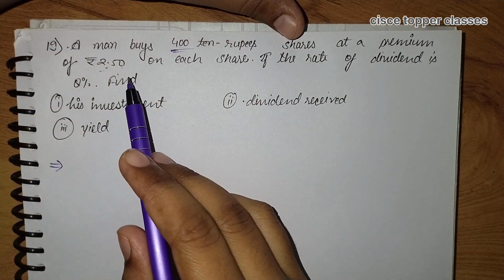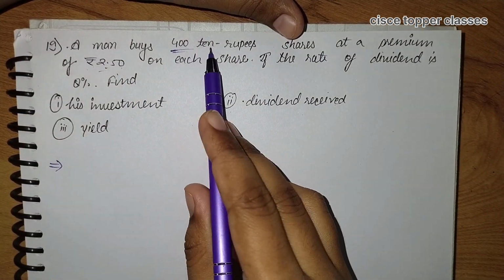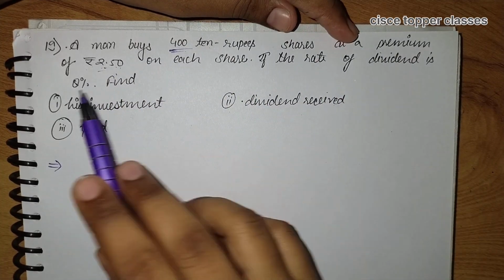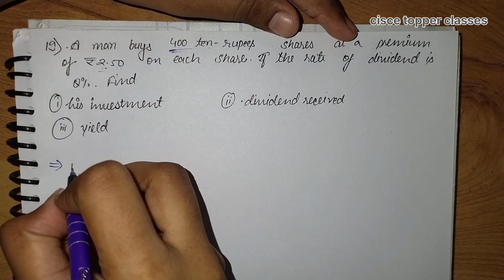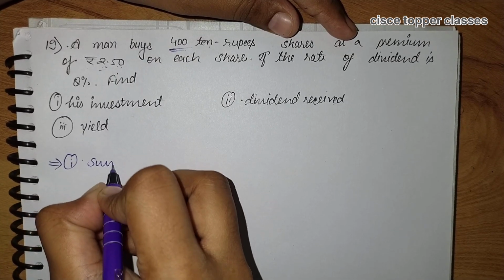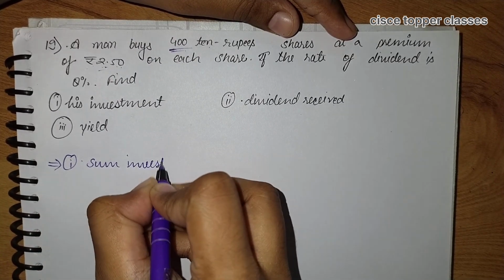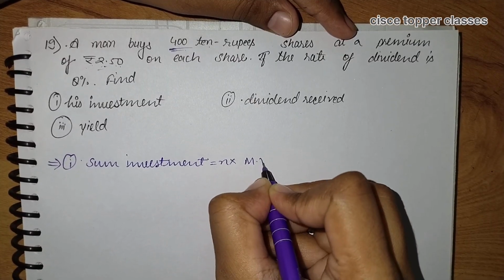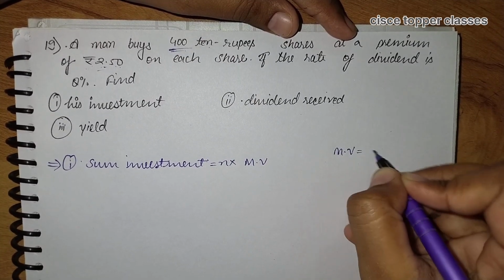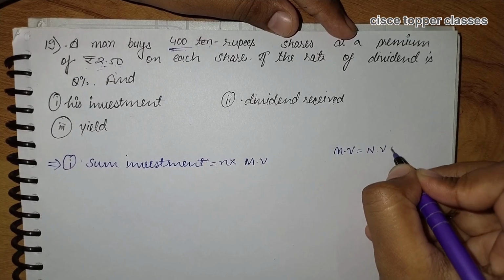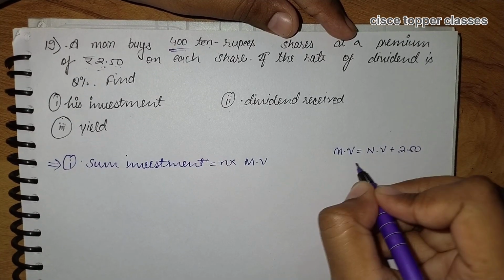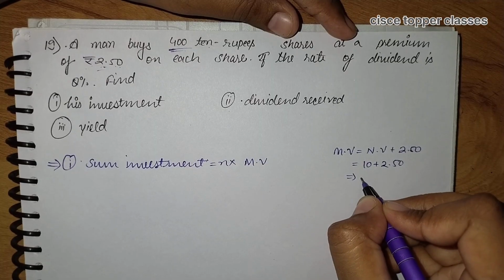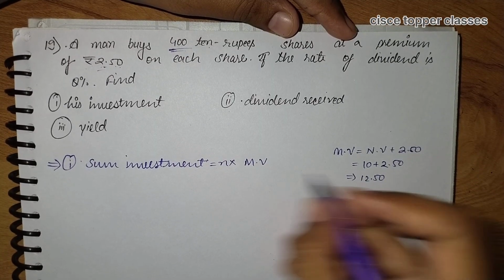Let us solve your question number 19. A man buys 400 shares of 10 rupees at a premium of rupees 2.50 on each share. If the rate of dividend is 8%, then find his investment. If you have to find the investment, this is investment here. This will be N into market value. Market value, if we write, it will be nominal value plus 2.50. Nominal value is 10 here, so 10 plus 2.50 here means 12.50 or 12.5.